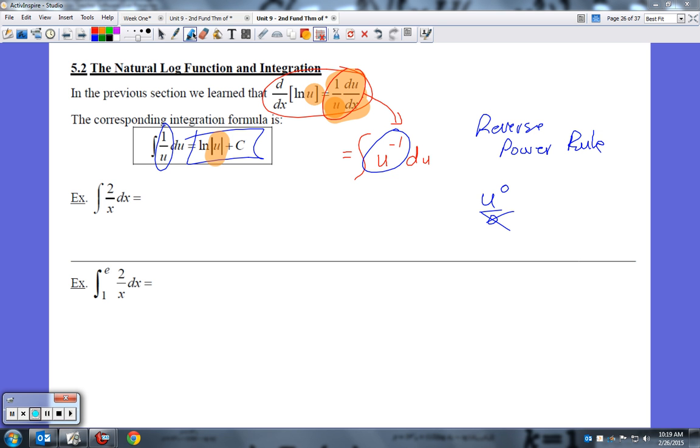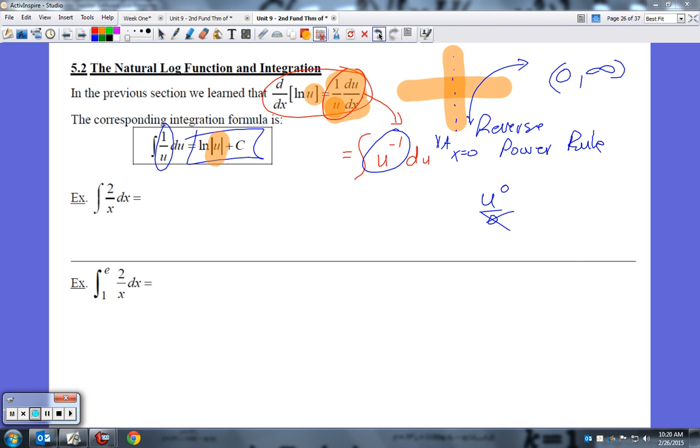Now, why the absolute value? Can't take the natural log of a negative. How about 0? Is 0 positive, negative, or neither? Can you take the natural log of 0? No, because the domain of a natural log parent function is 0 to infinity, non-inclusive. Yes, like you saw in the other notes, the VA, the vertical asymptote, is x equals 0. Perfect.